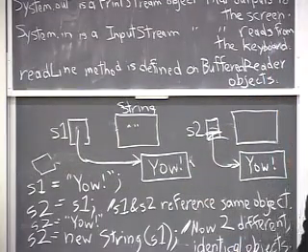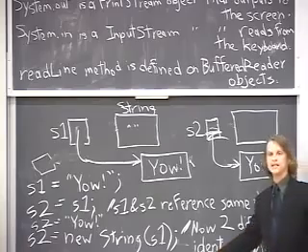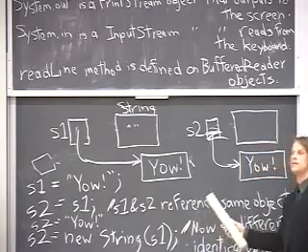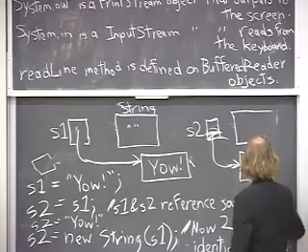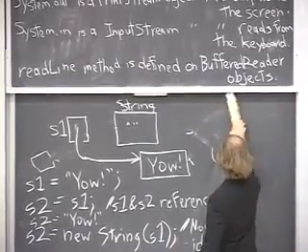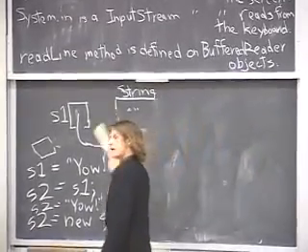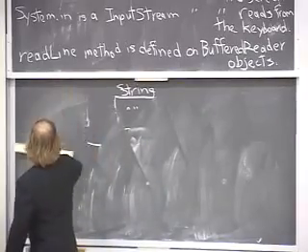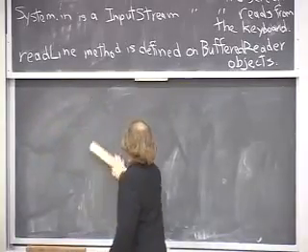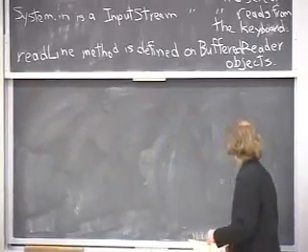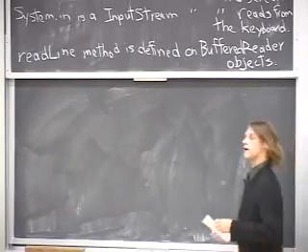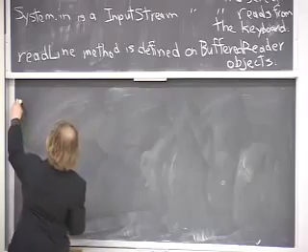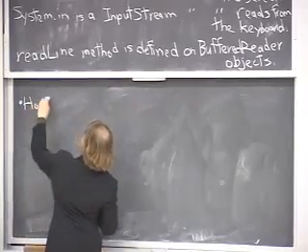So if I want to read a line, I need to get one of these buffered reader objects that is somehow connected to the input. I'm going to do that. Well, I got to construct one. How do we construct a buffered reader?